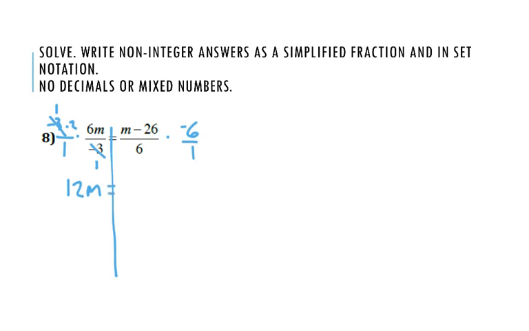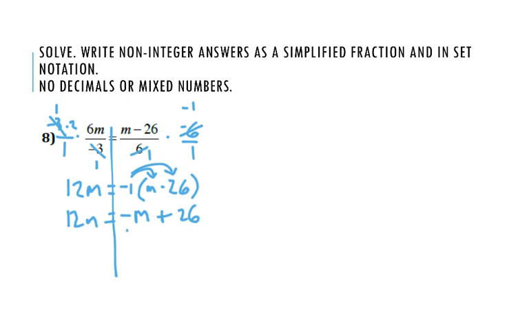On the right, negative 6 divided by 6, we get negative 1 over 1, so negative 1. So this is negative 1 times m minus 26 all over 1, or just negative 1 times m minus 26. And now we distribute the negative 1, which is going to change the signs of what we have. So negative m, and then we have plus 26 equals 12m's.